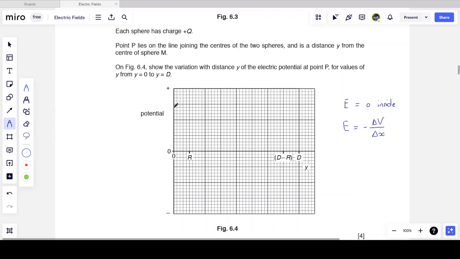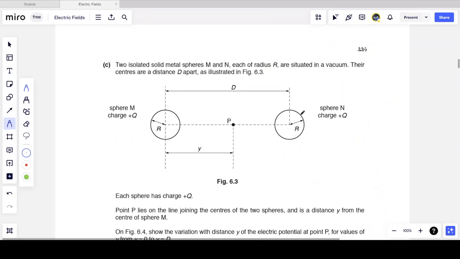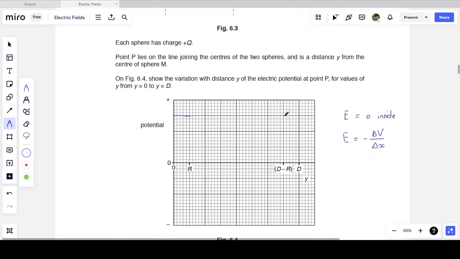inside the conductor, I think I'll just draw this freehand for now. Again, you would be using a ruler if you were drawing this on the graph sheet. You are sketching this rather on the graph sheet. And the potential inside the second sphere will also be constant because the electric field is 0 everywhere inside. And that's from d minus r to d. Now, how do I know what value that will be? Will it be higher, lower? Well, I know it will be positive because it's a positively charged sphere. And I also know it will be the same because sphere M and sphere N are identical. They have the same size and the same charge. And so there'll be some symmetry. And this symmetry will be reflected in the graph.